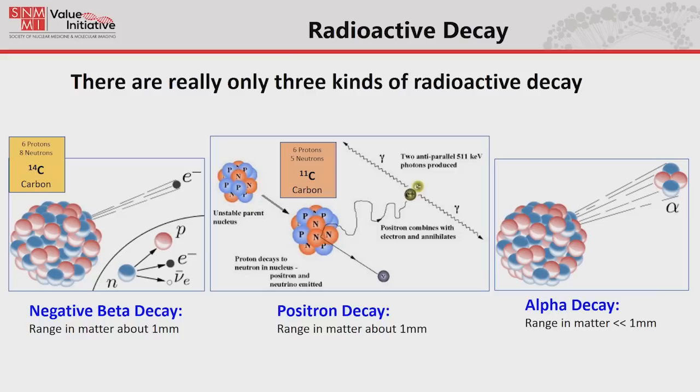And then on the right side, which we don't use so much for imaging but use for therapy, we have alpha decay, where the nucleus emits this very massive particle. Instead of emitting a ping pong ball, it's emitting a bowling ball. And that ends up being important when we talk about therapy a little bit.